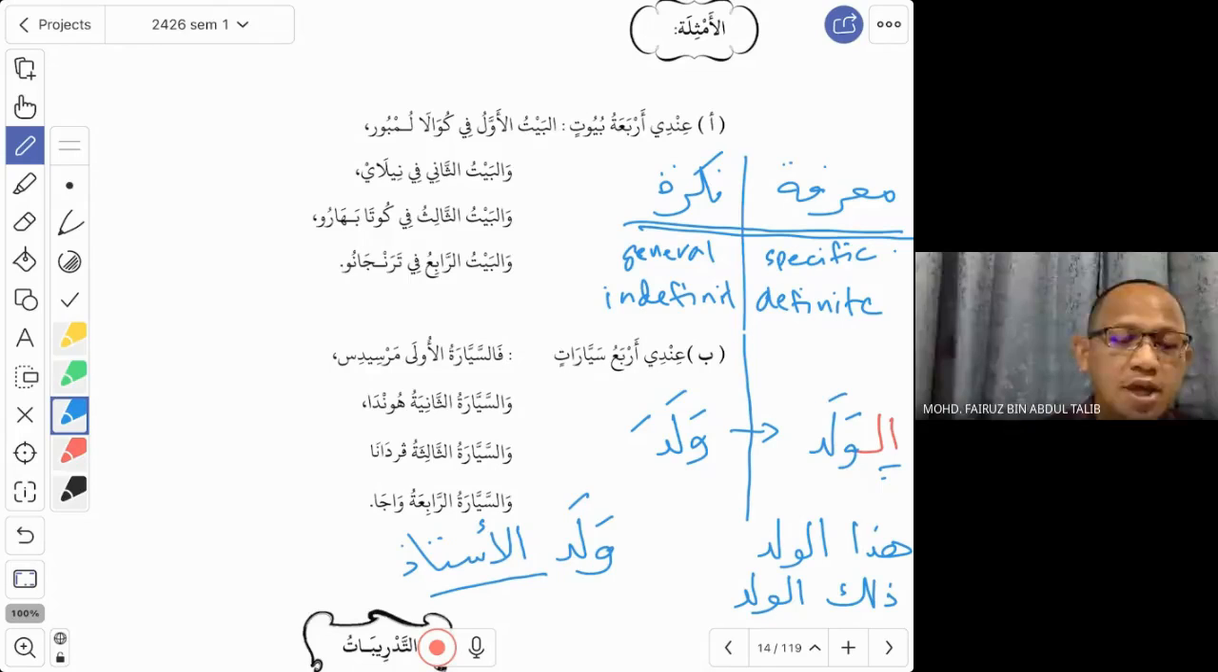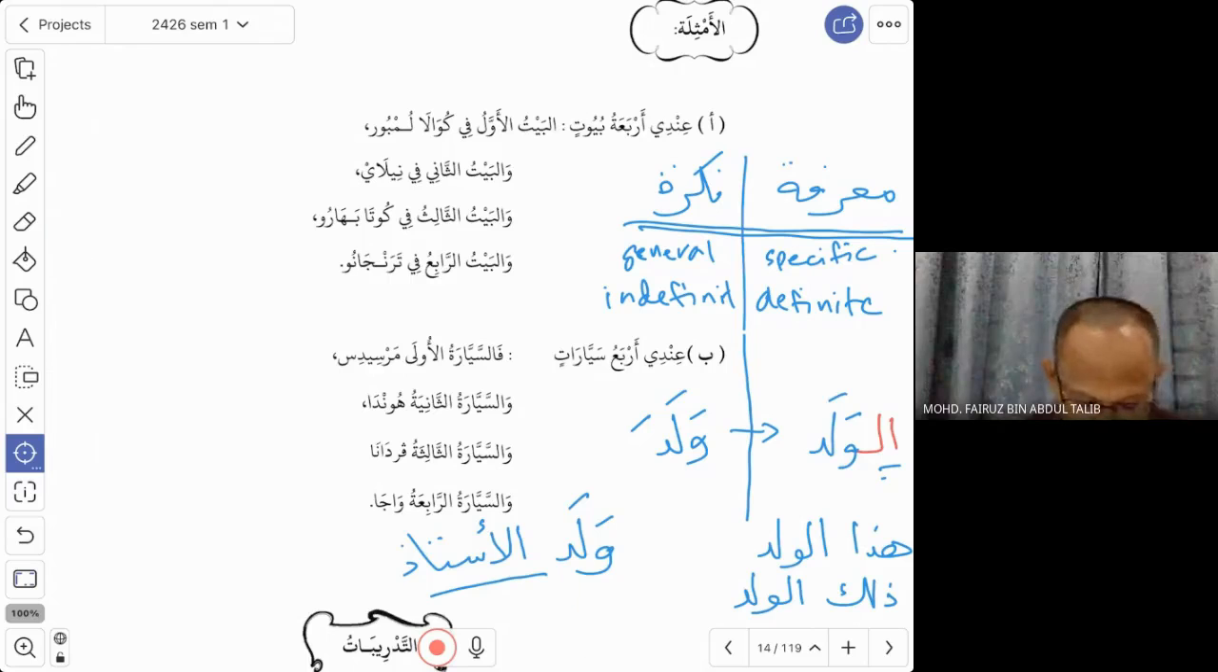So here now we have a combination of words. So this is what you have learned as mudaf and also mudaf ilay, if you still remember. You combine two words. You say walad. Whose walad? Walad al-ustaz. Walad Muhammad. You combine the two words. So it becomes mudaf and mudaf ilay. So by adding the word walad to a word which is definite, that is ma'rifah, this walad becomes ma'rifah as well.